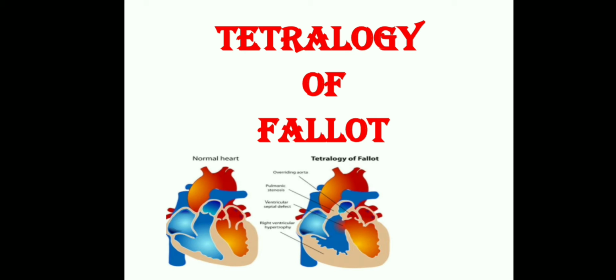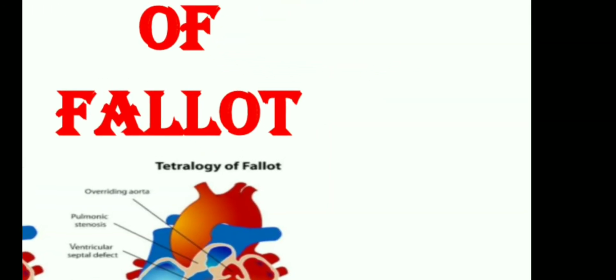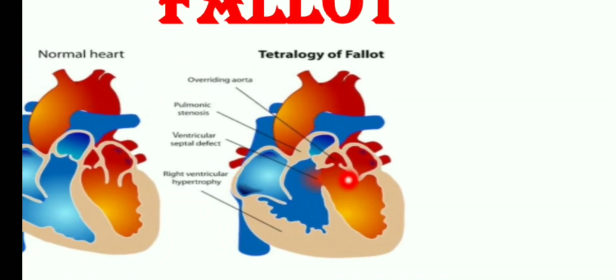Here, tetralogy of Fallot comes under the right to left shunt. Right to left shunt means the right side of the heart has deoxygenated blood and the left side of the heart has oxygenated blood. So what happens here? Deoxygenated blood may enter into the oxygenated side. That is the right to left shunt. The child suffers with cyanosis. These conditions are cyanotic heart diseases.